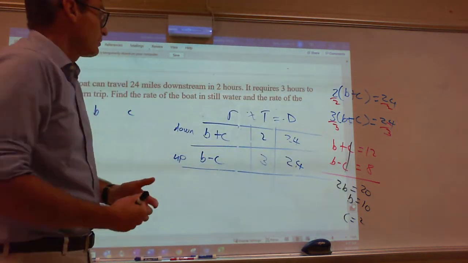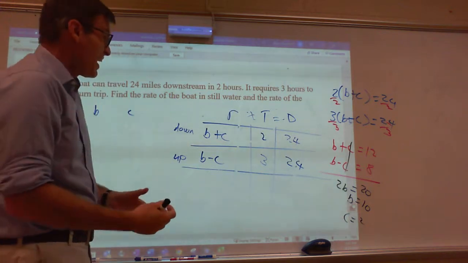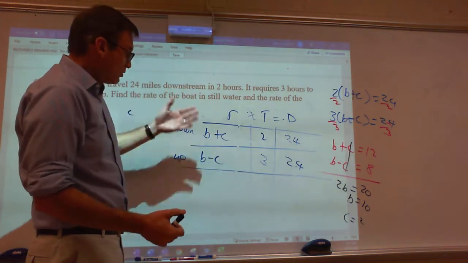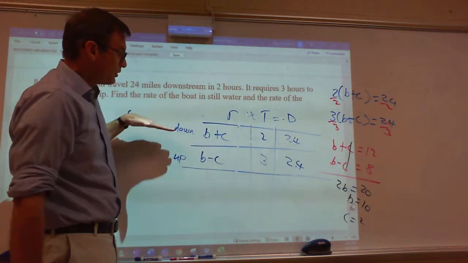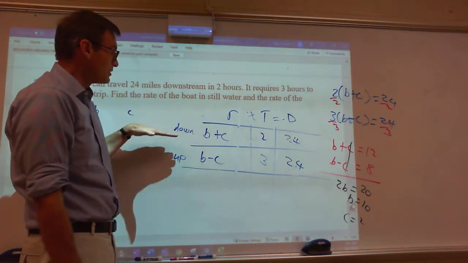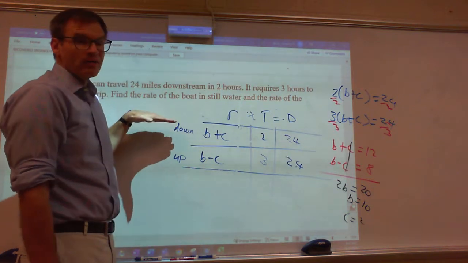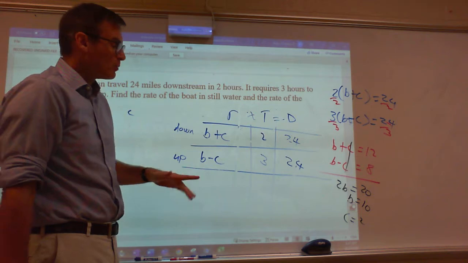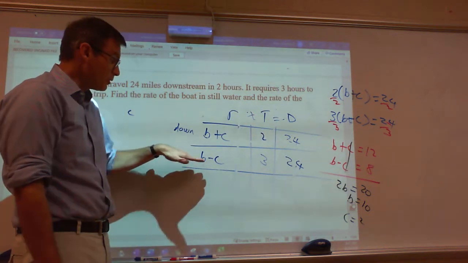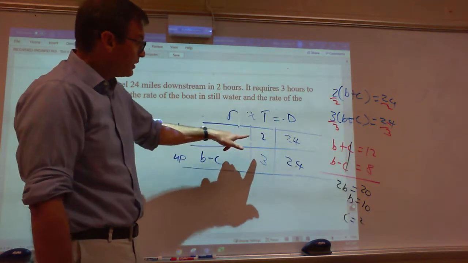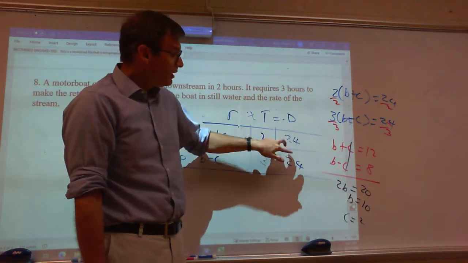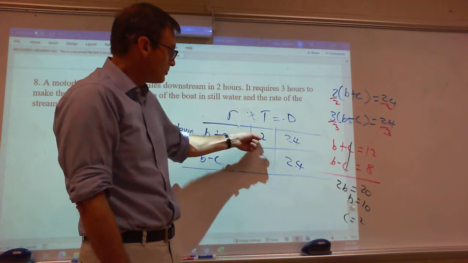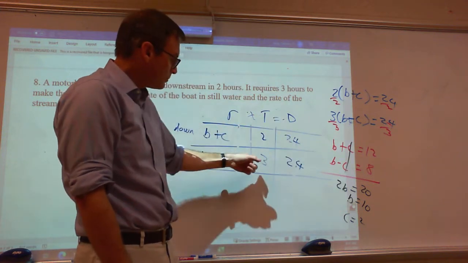At a very basic level, this is how rate problems work. You set up your chart. Your chart's going to have two situations. Something where the wind or the current is helping, so that's going to be b plus c. And something where the wind or the current is hurting, so that's going to be b minus c. They're going to give you the time and the distance, and once you fill out your chart, you get your two equations by going this times this equals this. There's one equation, and this times this equals this.